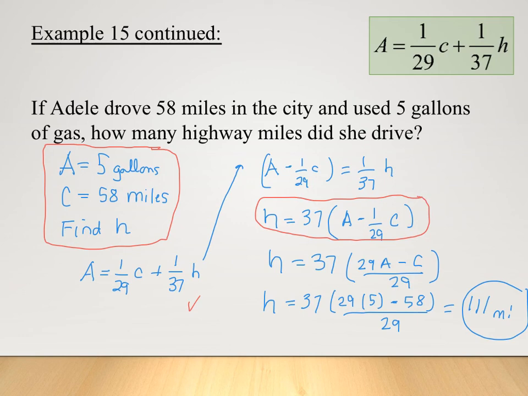Now that we have this, we're going to, in the parentheses, use the common denominator. So we get something that looks like this, 37 times parentheses 29A minus C all over 29. And then we just plug the numbers in. We plug 5 in for A, 58 for C, and we just do our calculation, and we see we get 111 miles that is traveled on the highway.